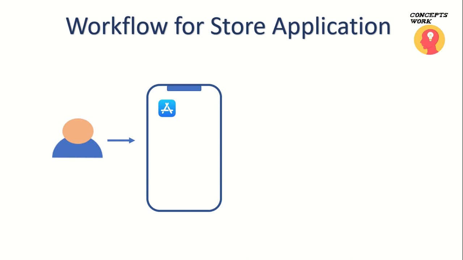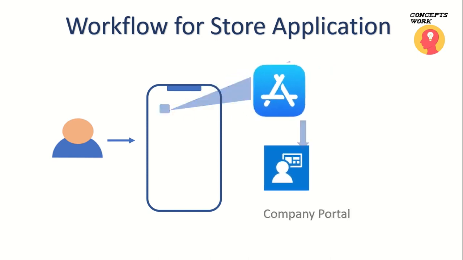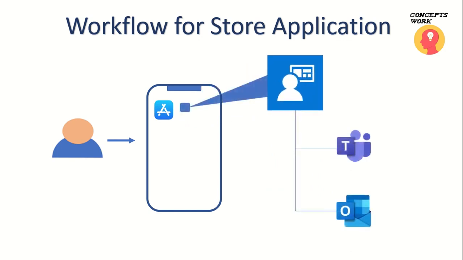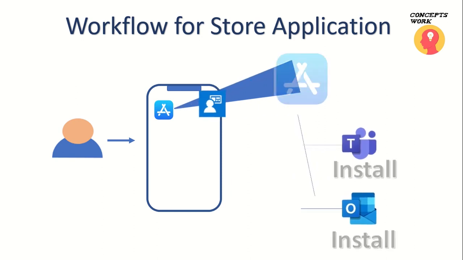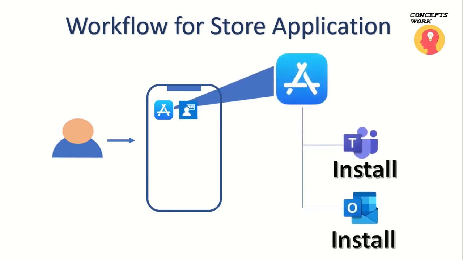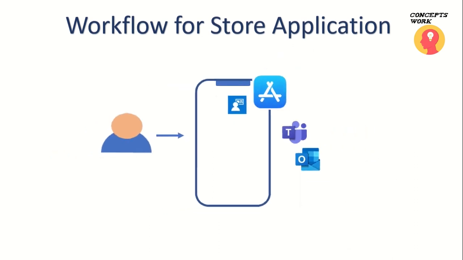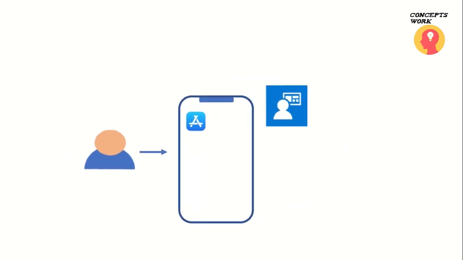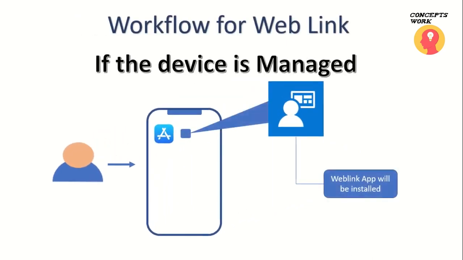So in terms of user experience, the user has to launch the App Store. The moment the user launches the App Store, he or she has to install the Company Portal app. Once the Company Portal app is installed, it can be used to install other applications. The moment the user clicks on any of the applications which are supposed to be installed, when it comes to store apps, those apps will be available on the device. Now, when it comes to web link, a different app type, it will only be available if the device is a managed device.